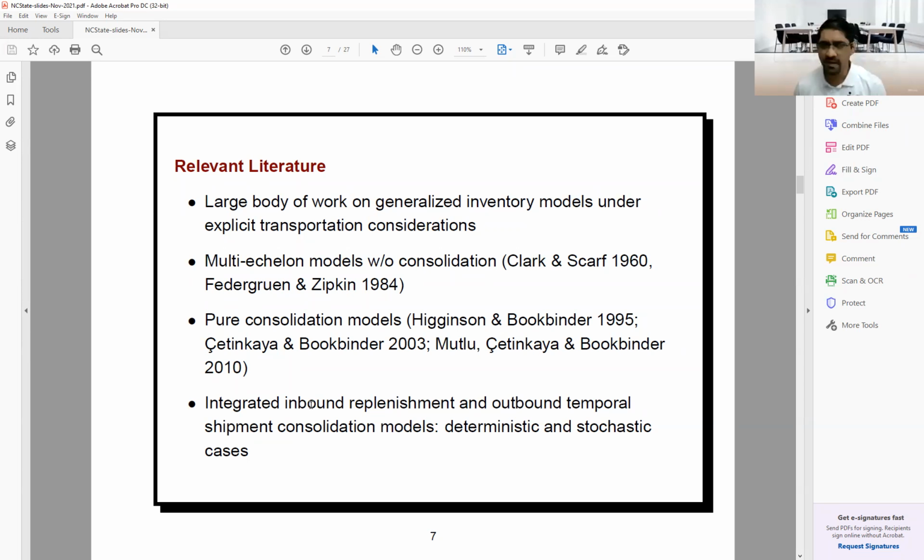Okay, so this is not exactly an inventory routing problem we are talking about on the outbound shipment, right? I'm not talking about an inventory routing problem. The assumption here is that we know the market area.